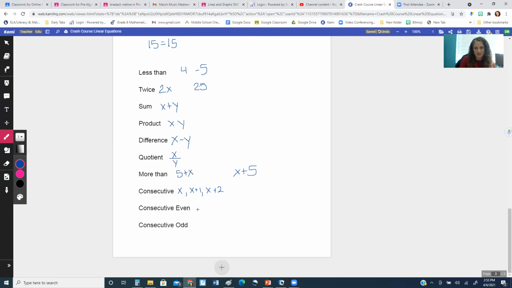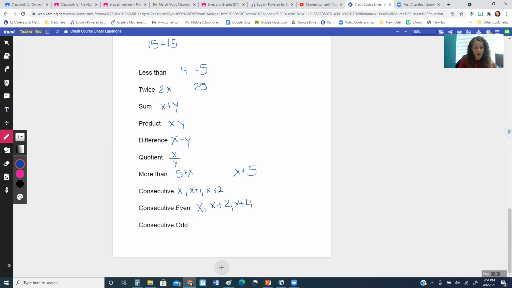Consecutive even numbers go up by 2 because you have like 2 and then 4. 4 is 2 more than 2. You have 4 and then 6. Well, 6 is 2 more than 4. So they're x, comma, x plus 2, x plus 4, blah, blah, blah.